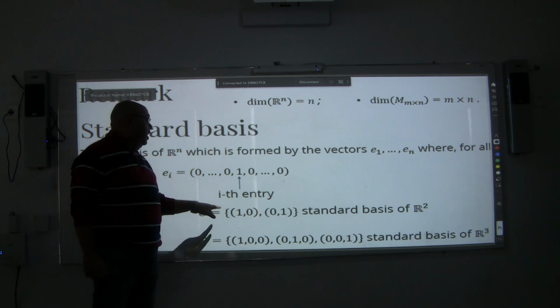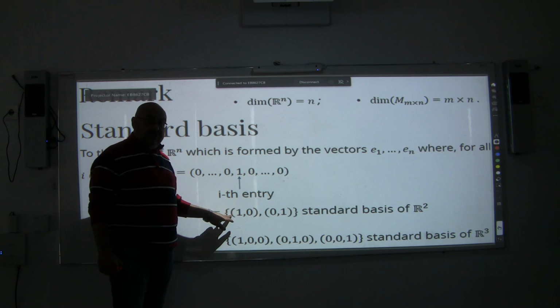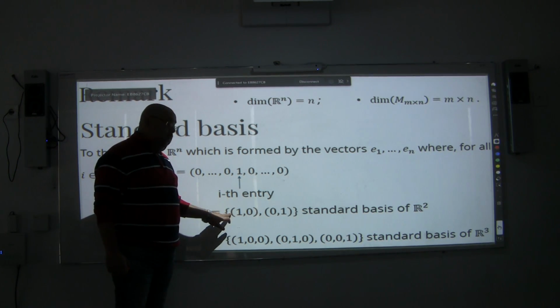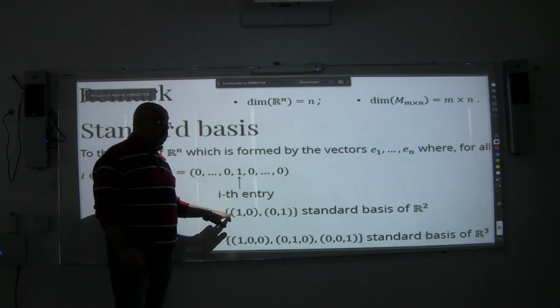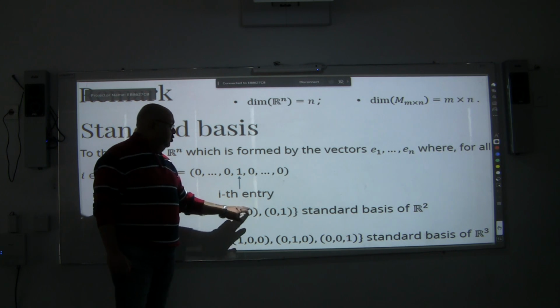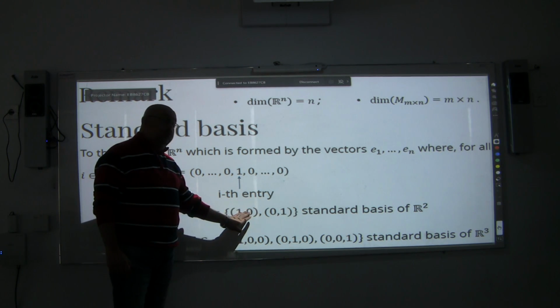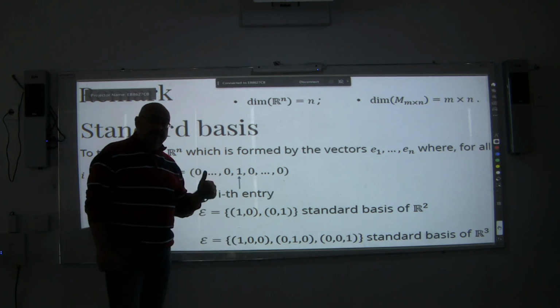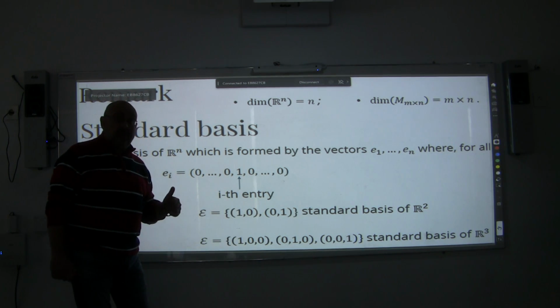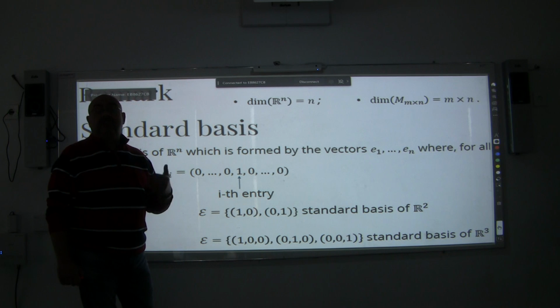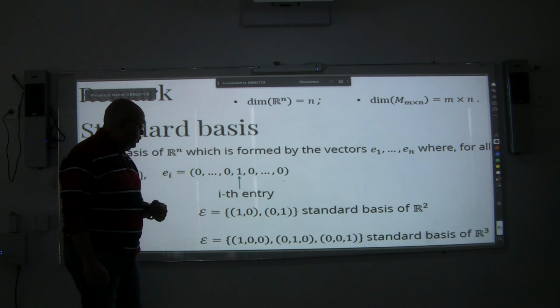If I'm talking about the standard basis, or the canonical basis, for R2, as we already know from our previous session, it's (1, 0) and (0, 1). Those two vectors with respect to R2 are, number 1, a linearly independent set. Number 2, they can generate any other vector belonging to R2.